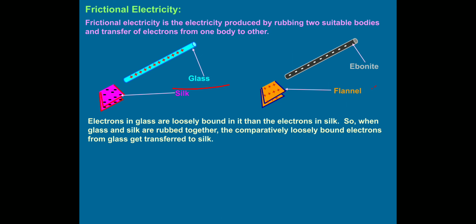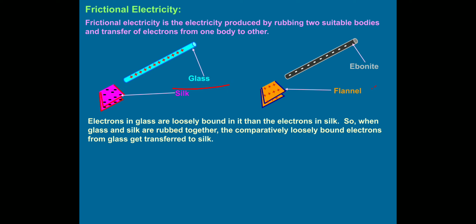Now, what is the reason? Electrons in glass are loosely bound in it than the electrons in silk. Means silk में जो आपके electrons हैं that are mostly bound, strongly bound, and glass में electrons are loosely bound. So when glass and silk are rubbed together, the comparatively loosely bound electrons from glass get transferred to the silk.